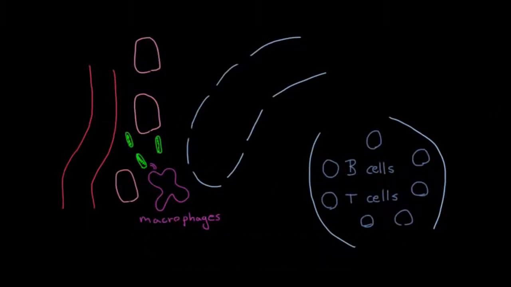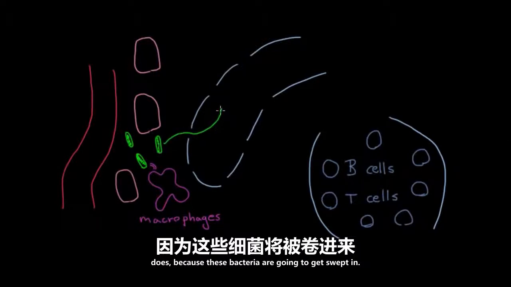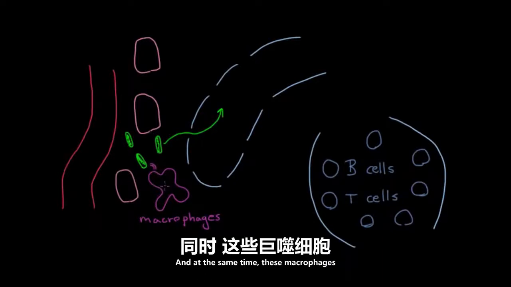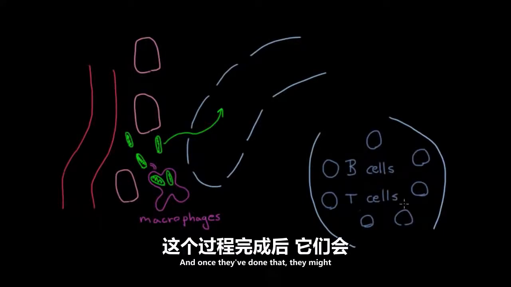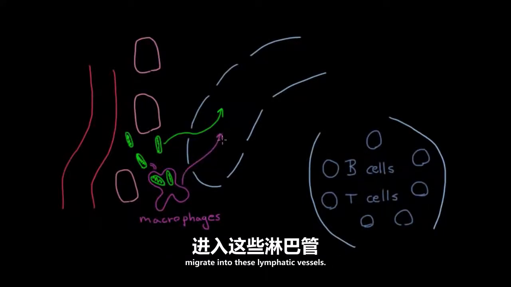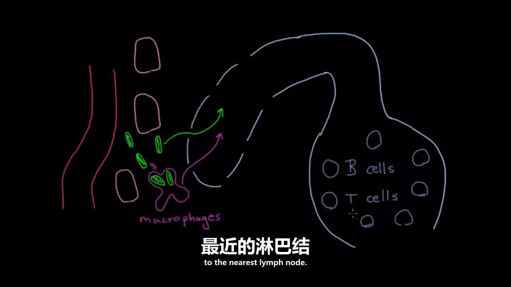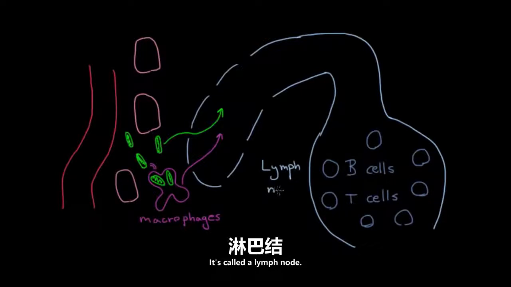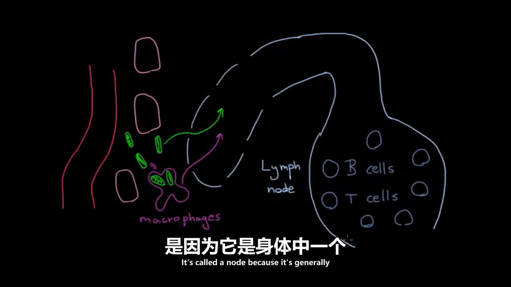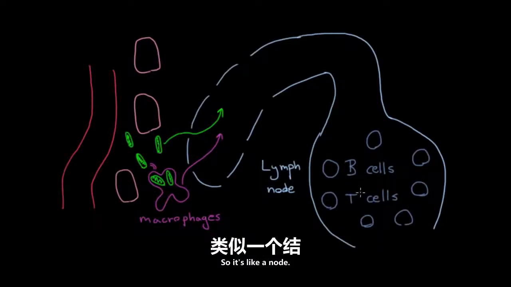That is precisely what this lymphatic system does, because these bacteria are going to get swept in. At the same time, these macrophages might gobble up some of these bacteria, and once they've done that, they might migrate into these lymphatic vessels. It turns out that the way your body resolves all this is to sweep all these things directly to the nearest lymph node, and that's what this structure is called. It's called a lymph node. It's called a node because it's generally a smallish object in your body, and it looks somewhat circular, so it's like a node.